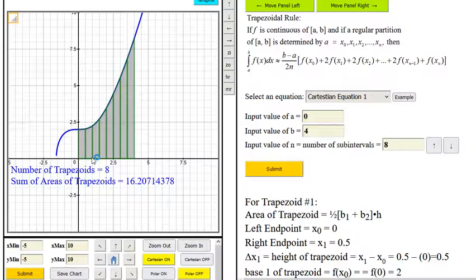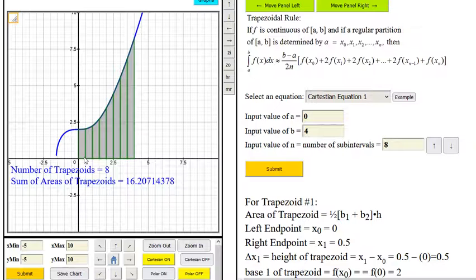The width of the second trapezoid will be 0.5. The width of the third trapezoid will be 0.5. The reason is that from here to here is 0 to 4, and we're dividing it by 8. And therefore the width of each trapezoid will be 0.5. And so this is x of 0, which is 0.